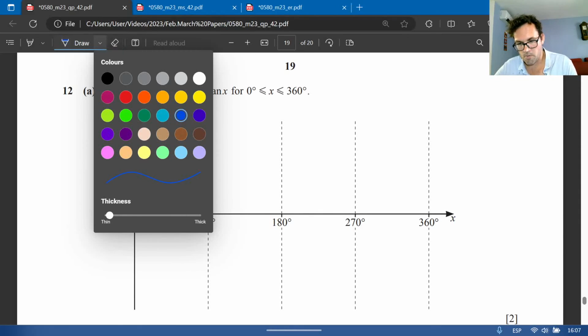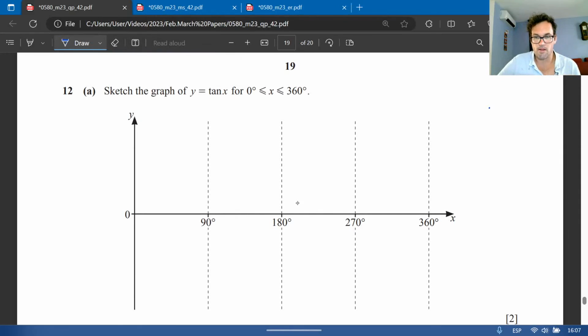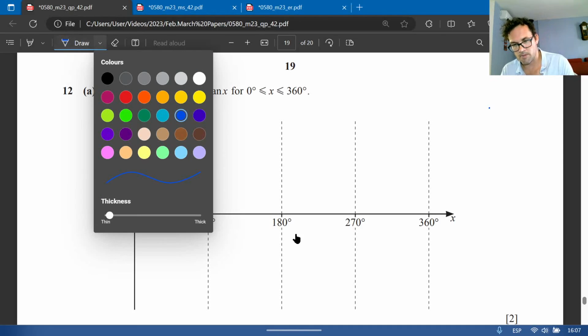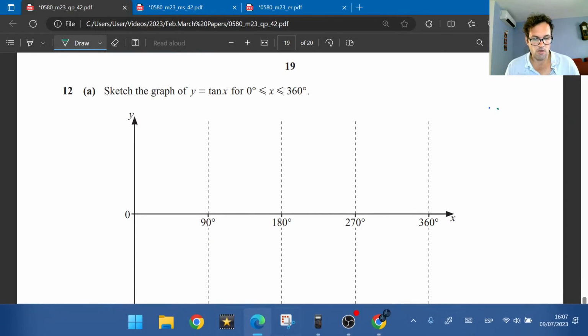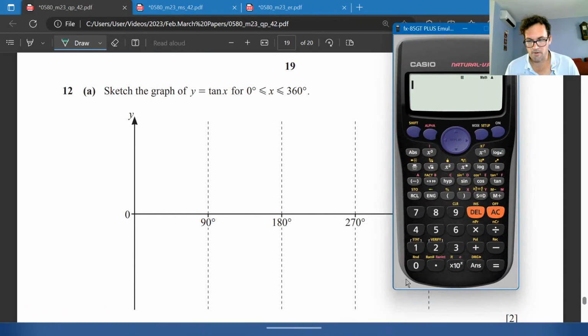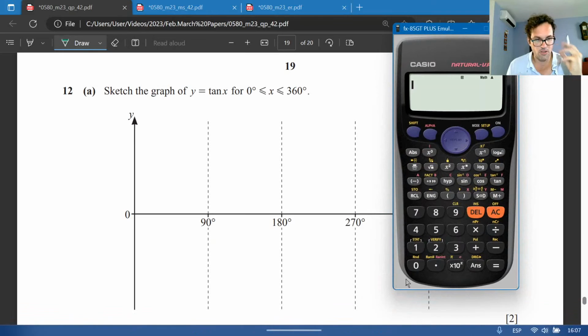Okay, if you're like me, your brain is a little bit of juice, can't remember nothing. But I'm going to show you a few tricks to sort this out. We need to draw the sketch of the tan graph. Now, if you remember what it looks like, you draw it very quickly. Great for you. Smart man. If not, there's always very easy ways to refresh in your mind, right?